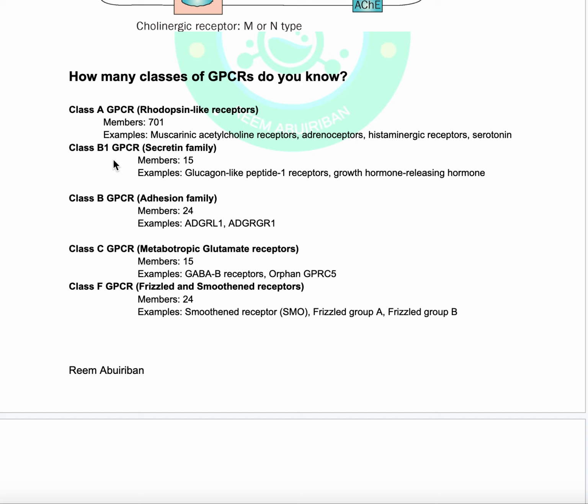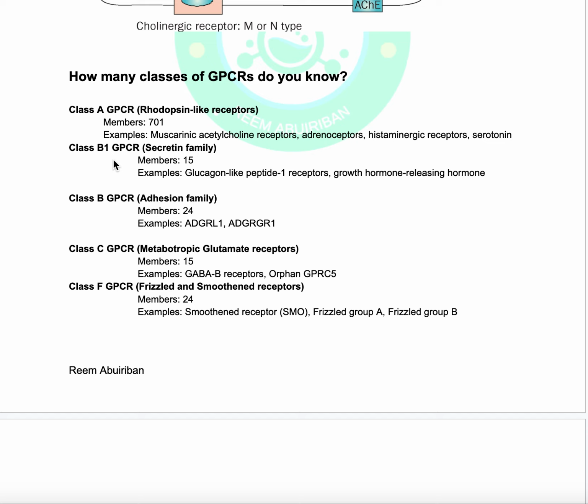We have class C GPCR receptors, from metabotropic glutamate receptors, or we can say glutamate receptors, and the number is 15, like secretin, and GABA B receptors, or orphan GPCRs. And we have finally class F GPCR. We call it frizzled or smoothened receptors, and the number is 24. It's like the adhesion family. Examples are the smoothened receptor SMO, or frizzled group A, frizzled group B.